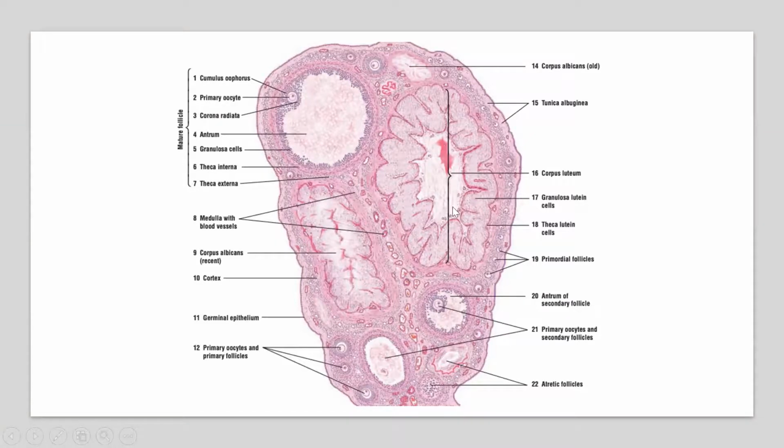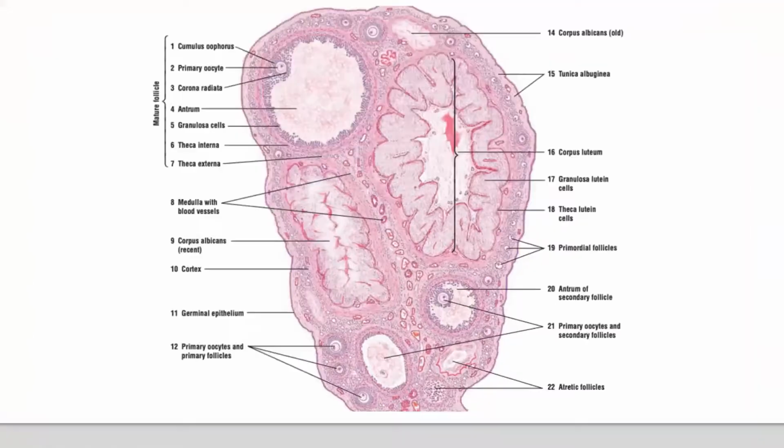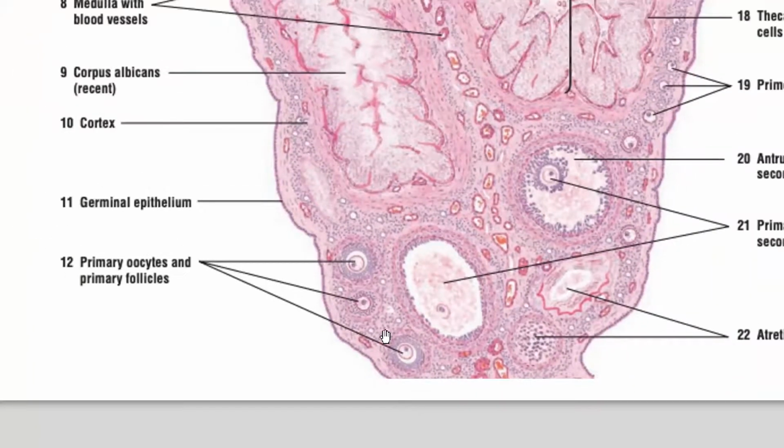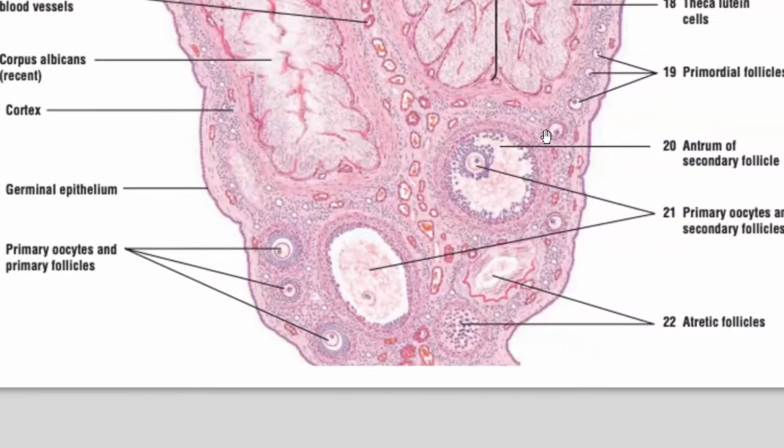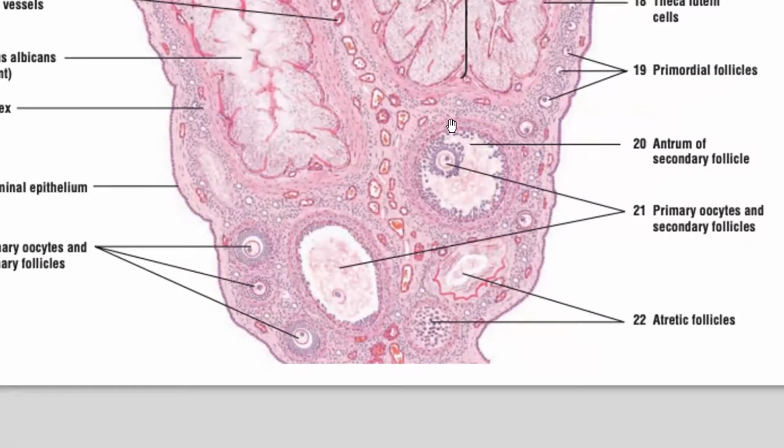In the cortex, we have follicles. In the medulla, we have blood vessels and connective tissue. You can see some types of follicle here. Some of the follicles, like these follicles, are primary, and all of them have more than one layer of granulosa cells, so they are multilaminar primary follicles. Here you can see the germinal epithelium on the surface of the ovary, and beneath it, this region is called tunica albuginea.